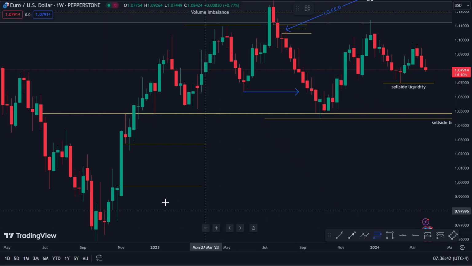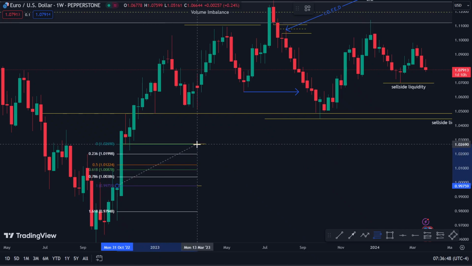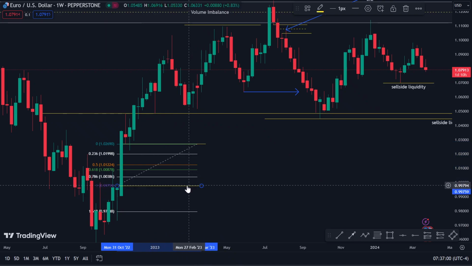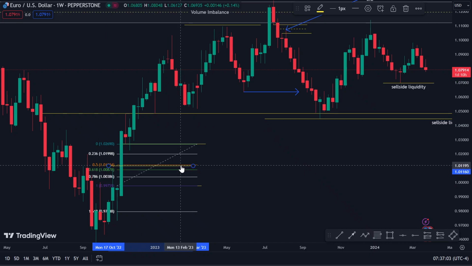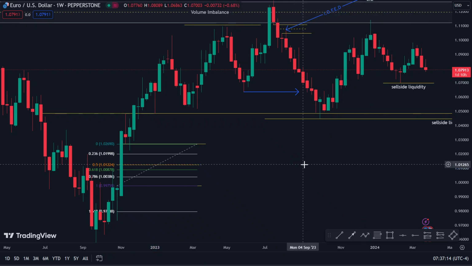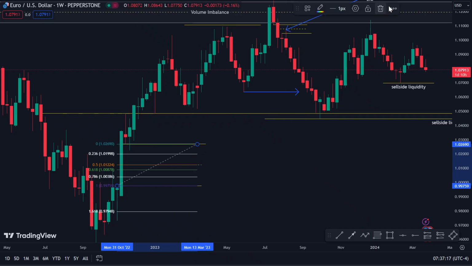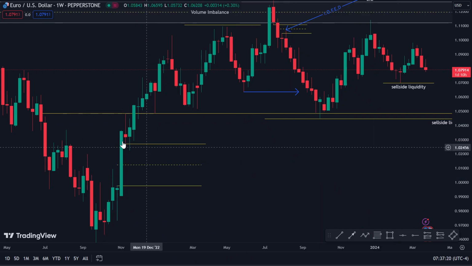measure the halfway point of it. That's our consequent encroachment. Halfway point. That is our consequent encroachment. That's our fair value gap's consequent encroachment, the halfway point.